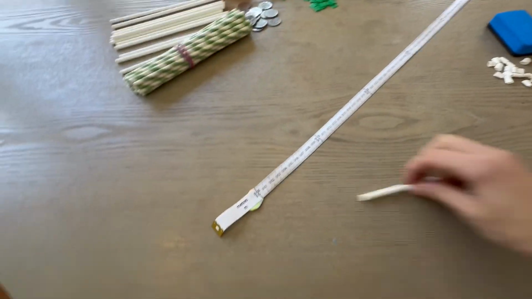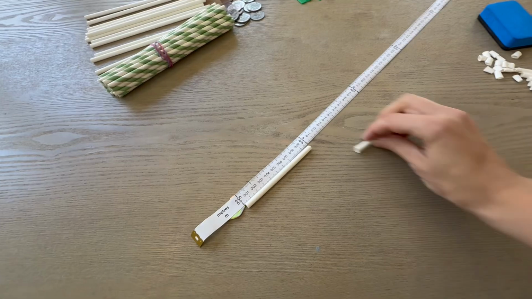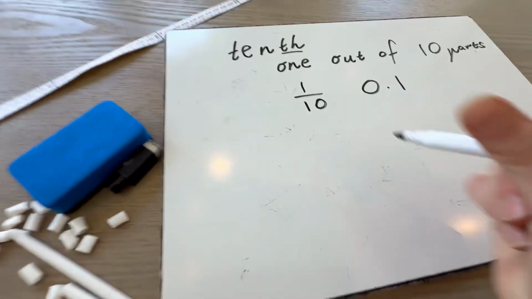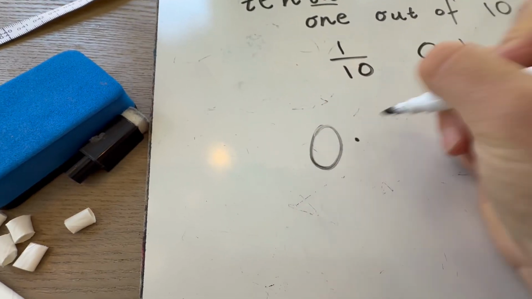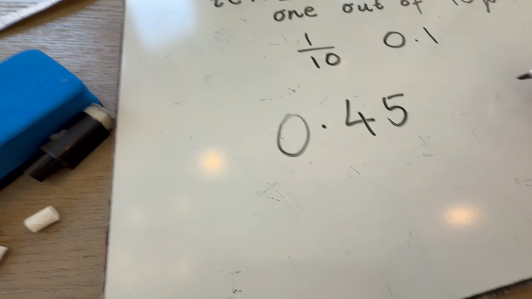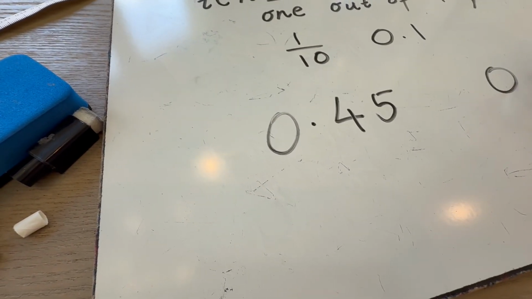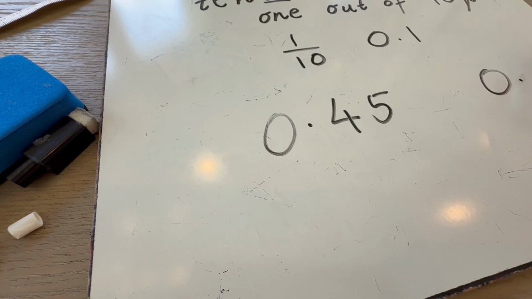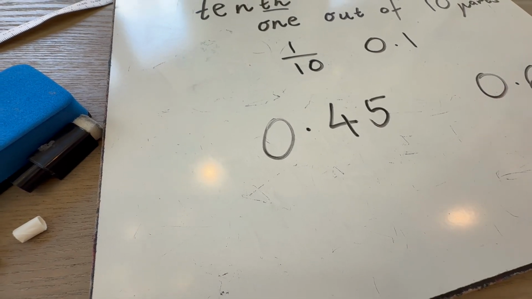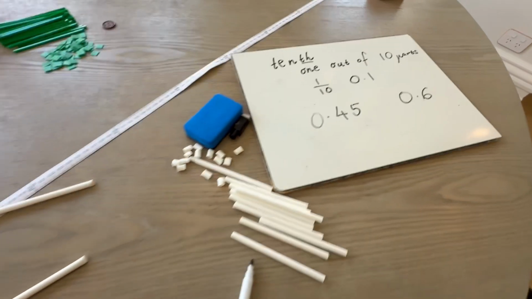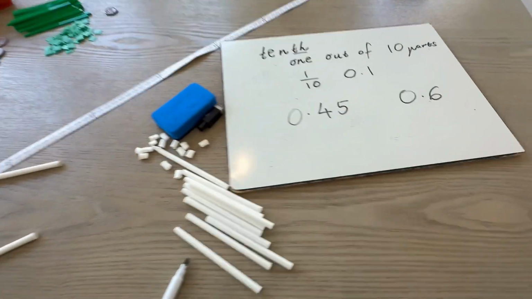So then we can use these to race along it or to compare decimals. The classic misconception is, say, 0.45 versus 0.6. Which one is bigger? And what do you think the students will say?